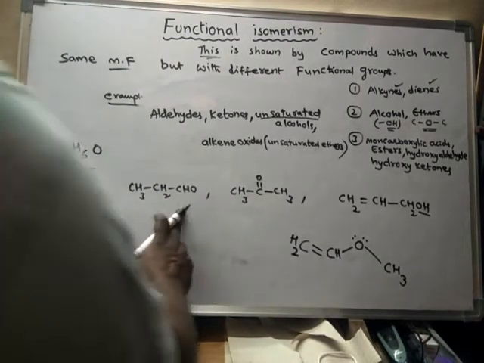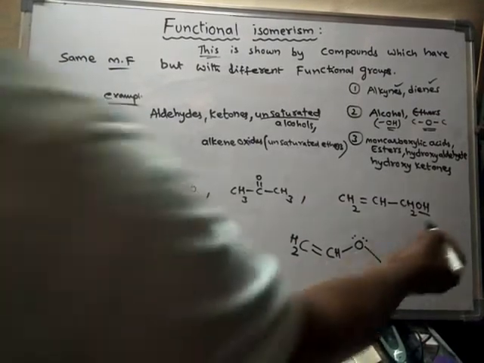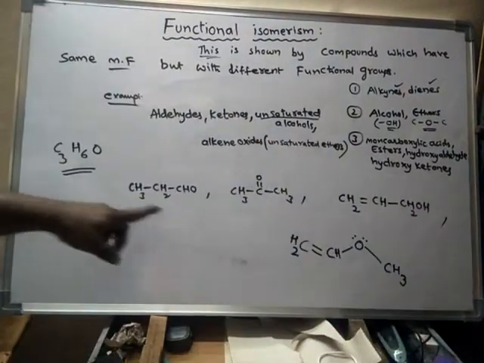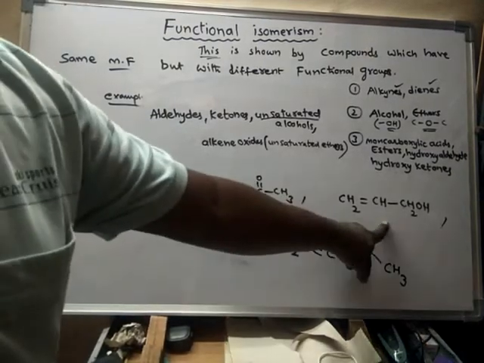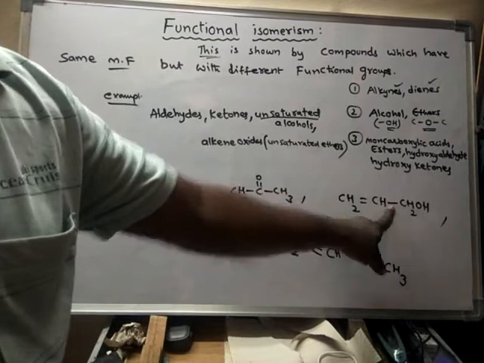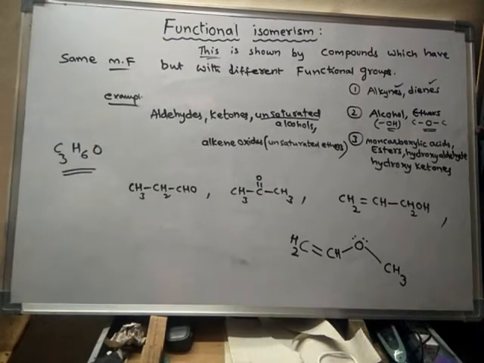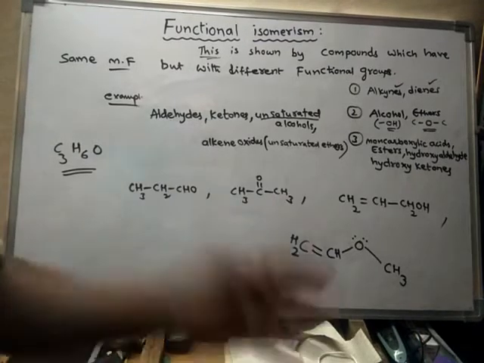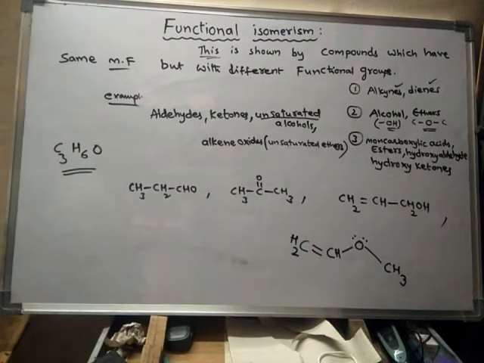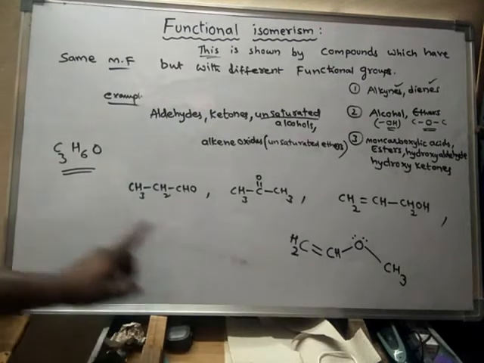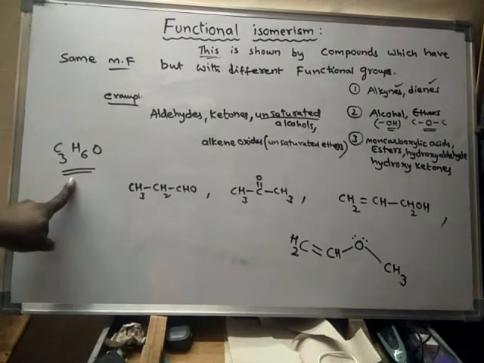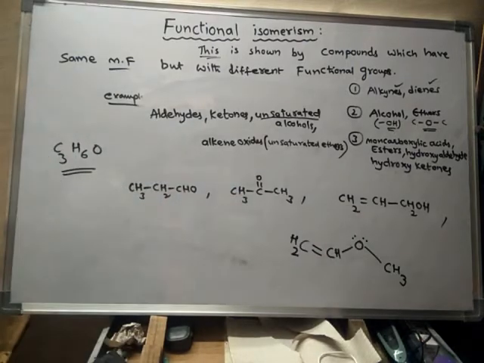Okay, see all these four different compounds, their properties are entirely different. This is aldehyde, this is ketone, this is hydroxy alcohol, this is unsaturated alcohol, and this is unsaturated ether. As they are different compounds, they possess entirely different properties. Why do they possess different properties though they have the same molecular formula? Because they have different functional groups. These are compounds which have the same molecular formula but different functional groups. Hence they are said to be functional isomers of each other.